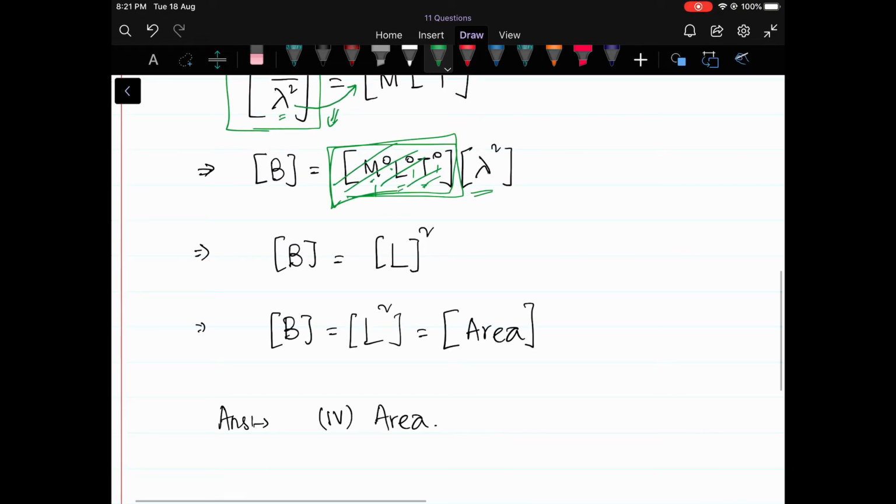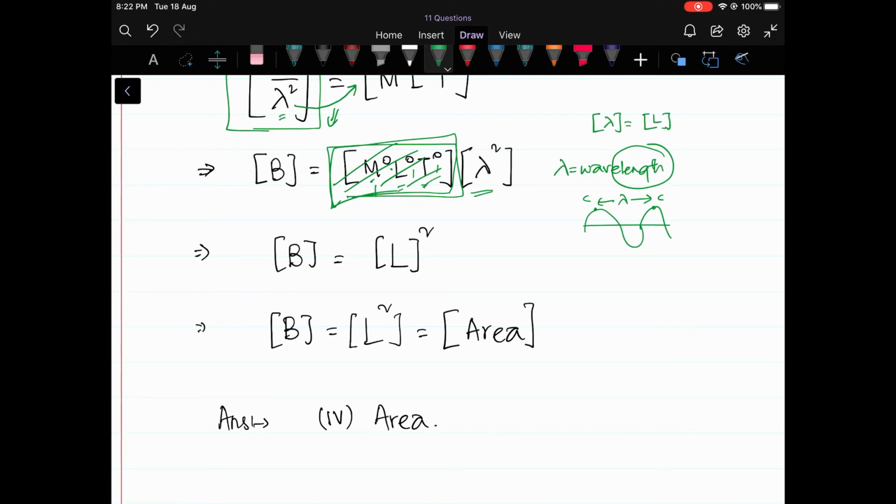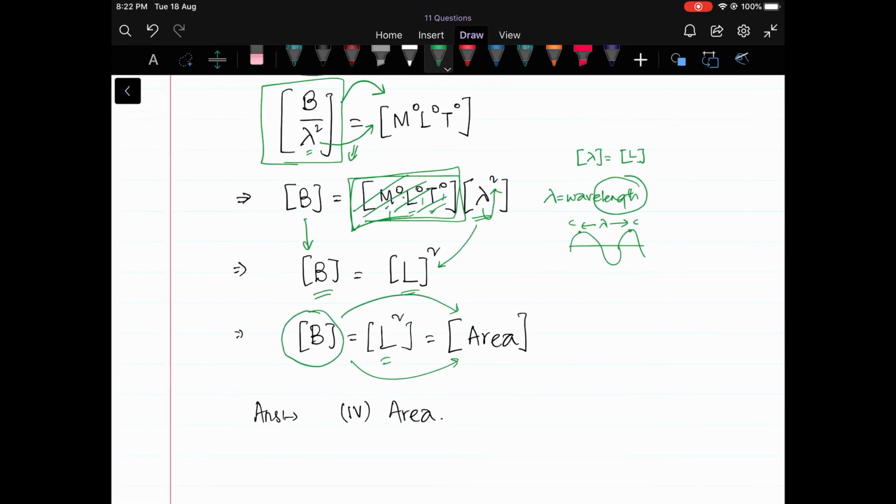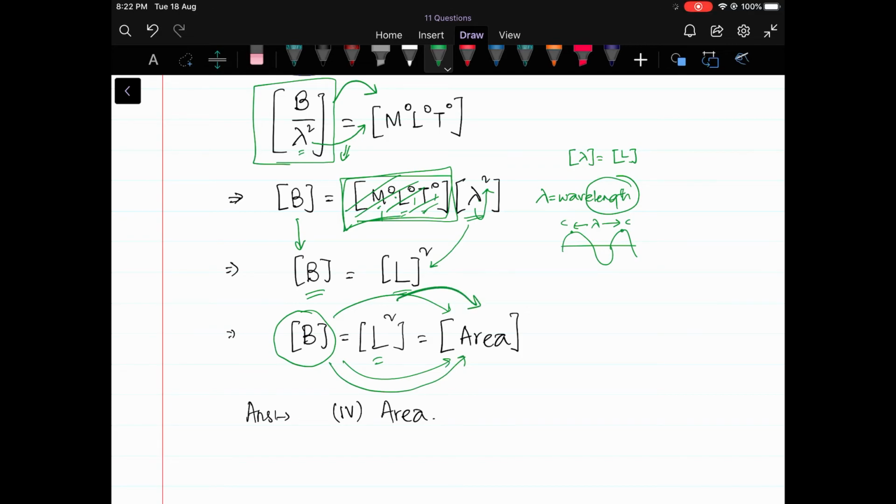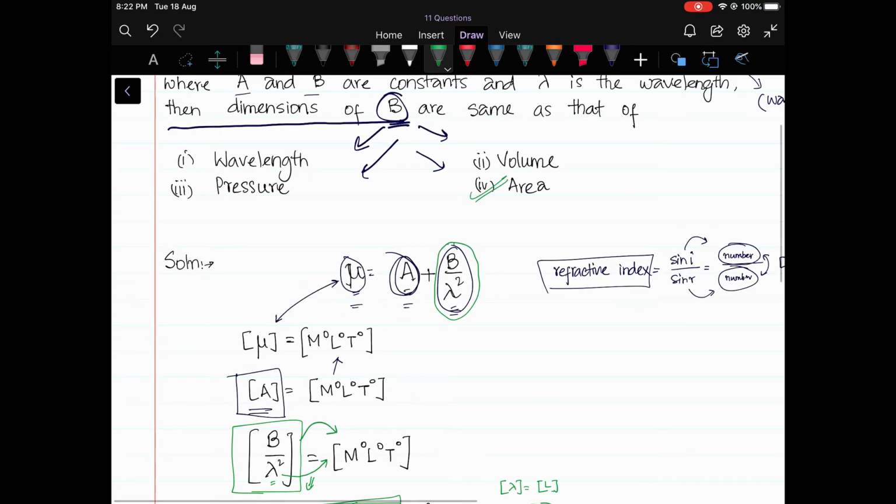So now if you remember, your lambda was called wavelength, and wavelength is simply a kind of length that we talk about when we are talking about some waves. So this is actually your lambda, the distance between two crests. But for the time being, what is important is that the dimension of lambda is simply L because it is length. So the dimension of lambda square is going to be L square, and that must be the dimension of your B. And L square we know is nothing but the dimension of area. So B is a quantity in this formula which has the same dimension as that of area. So the correct option is 4.